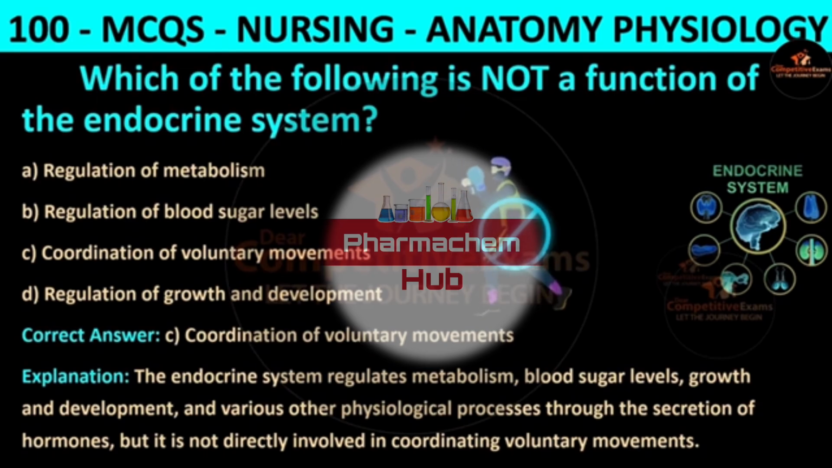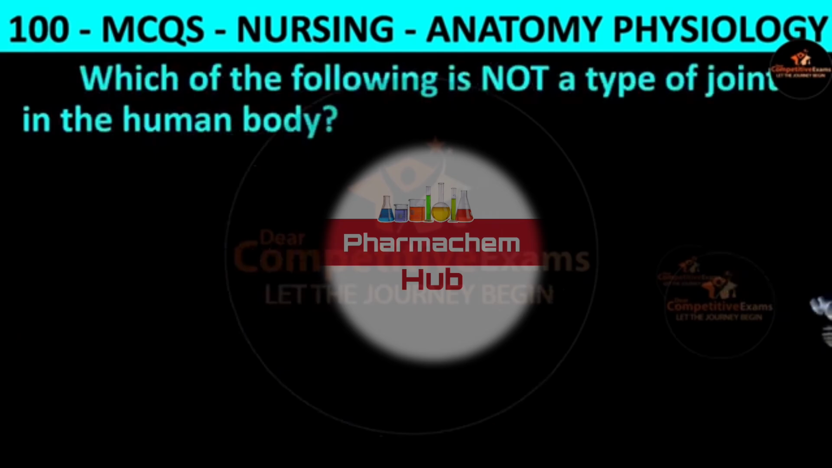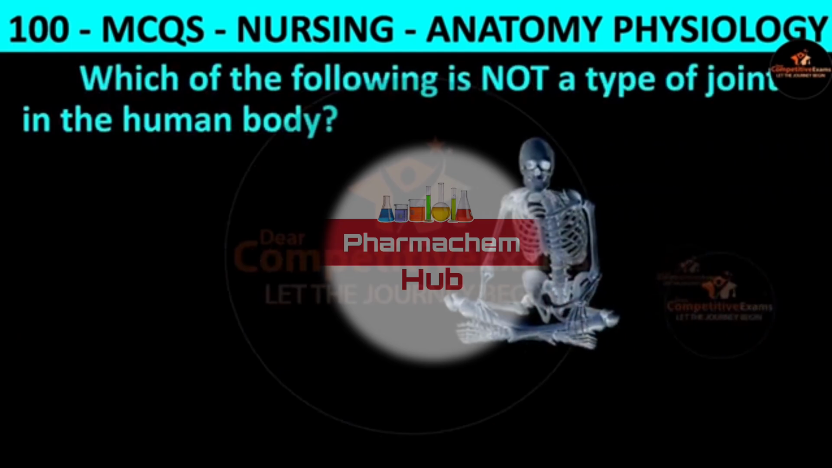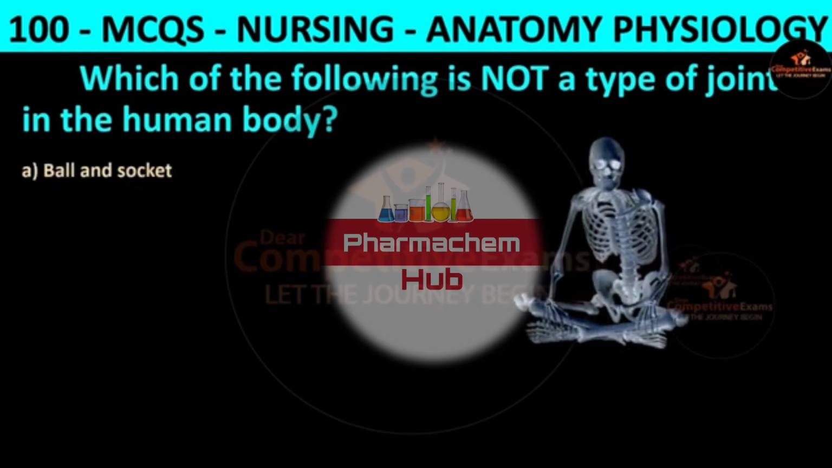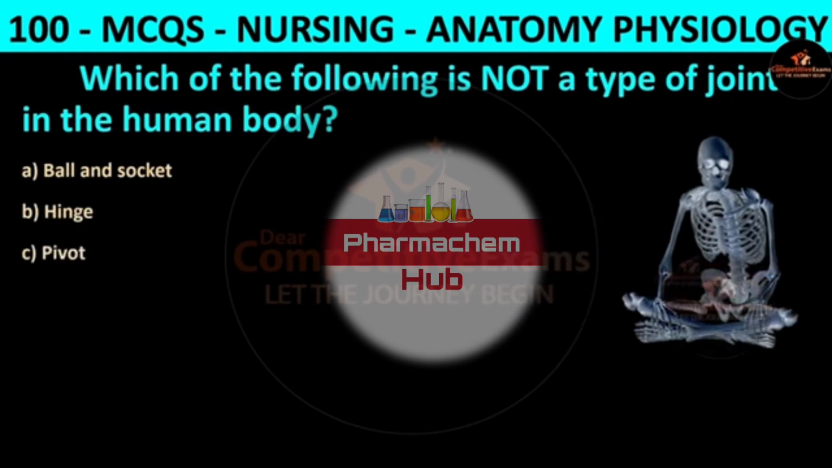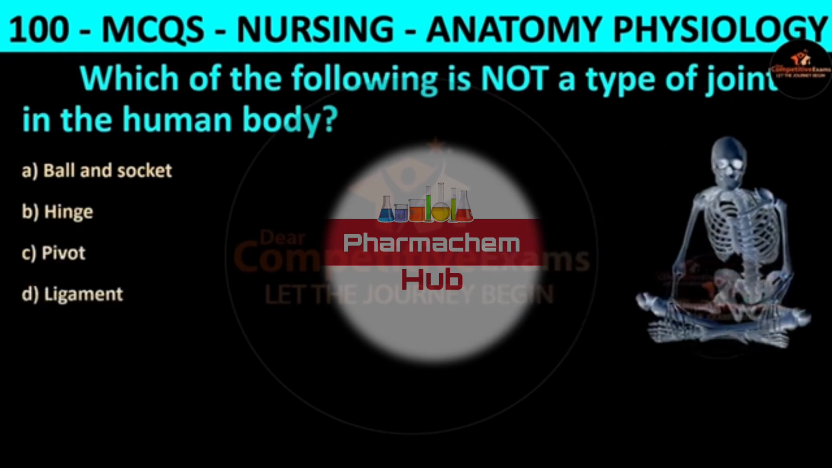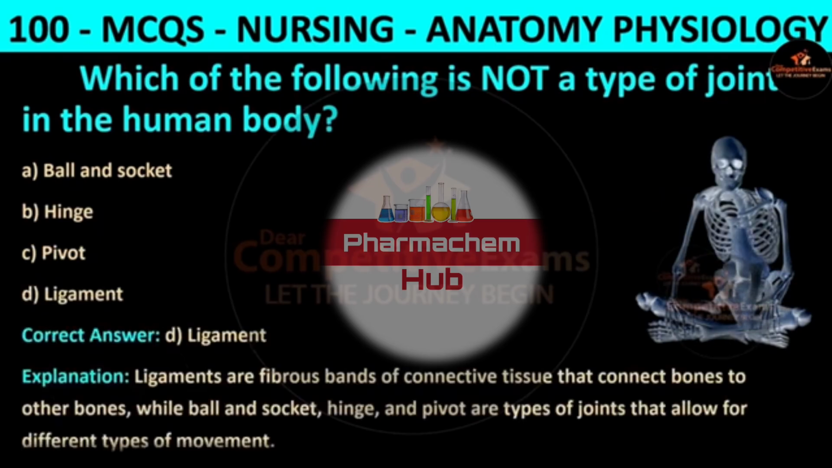Question number 92. Which of the following is not a type of joint in the human body? The options are ball and socket, hinge, pivot, or ligament. The correct answer is D, that is ligament. Ligaments are fibrous bands of connective tissue that connect bones to other bones, while ball and socket, hinge, and pivot are types of joints that allow for different types of movements.